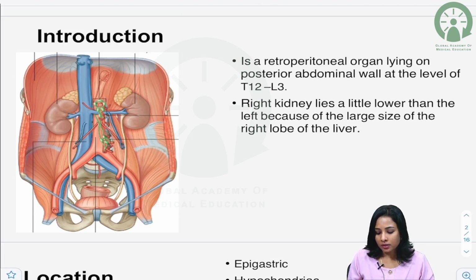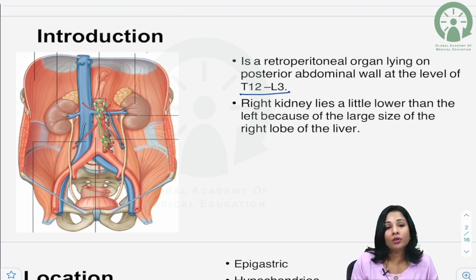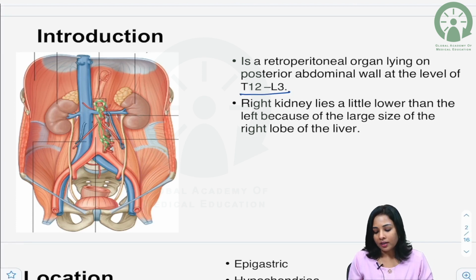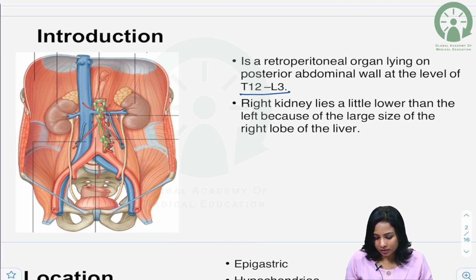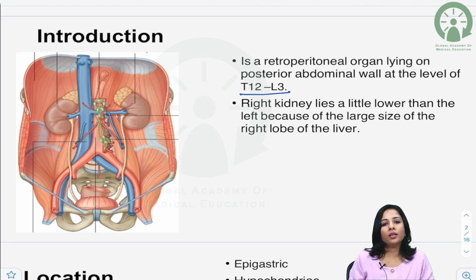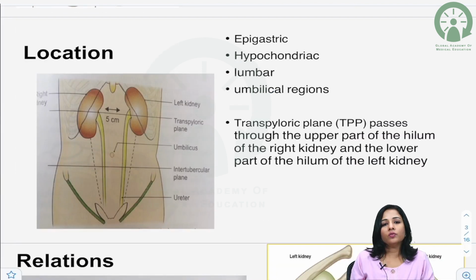So these kidneys lie from the level of T12 to L3, and the right kidney is slightly lower than the left kidney because on the right side we have the liver, which is the largest organ. That is the reason the right kidney is slightly lower when compared to the left kidney. And the next important thing is about the transpyloric plane. The transpyloric plane is present at the level of L1, and it passes through the hilum of both right and left kidneys. Location of the kidney: it is present in the epigastric region.